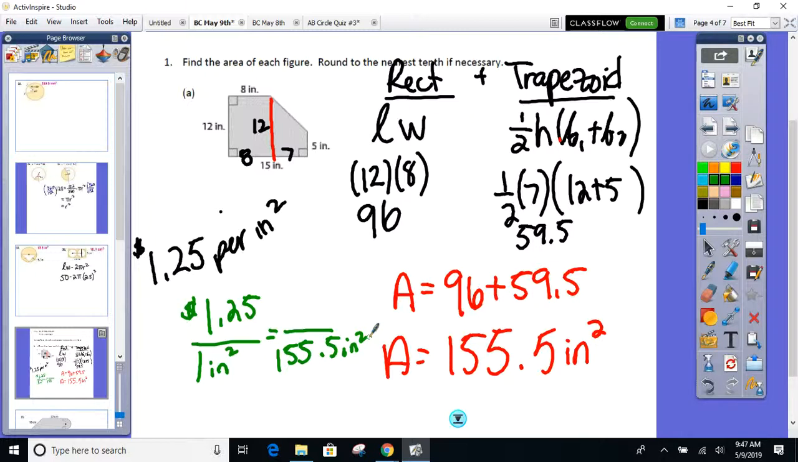Okay, and think about it this way. Ready? I got 1 square inch. How much are you going to charge me? $1.25. I got 2 square inches. What are you going to do? 2 times $1.25. I got 3 square inches. What are you going to do? Okay, you keep multiplying, don't you?